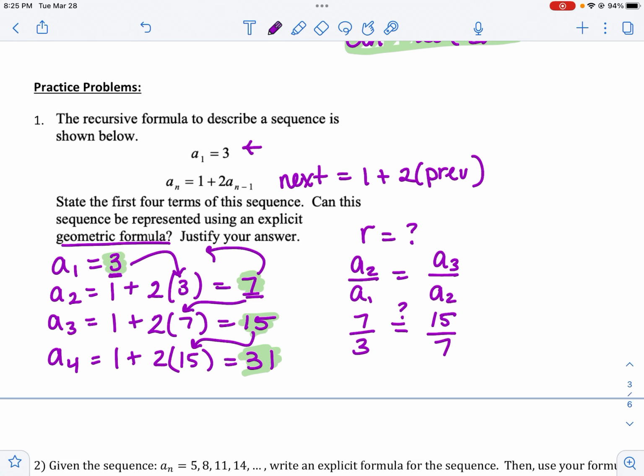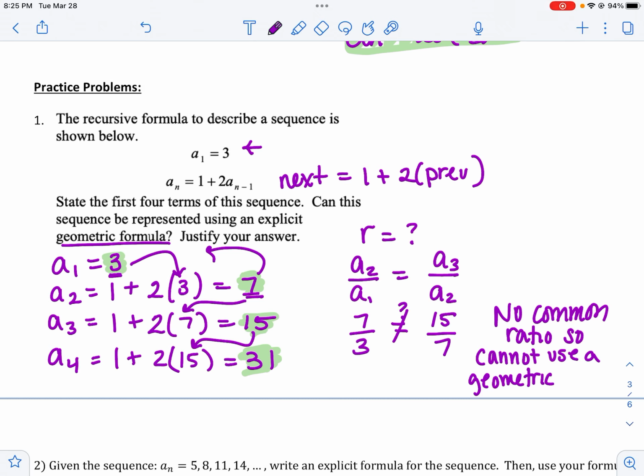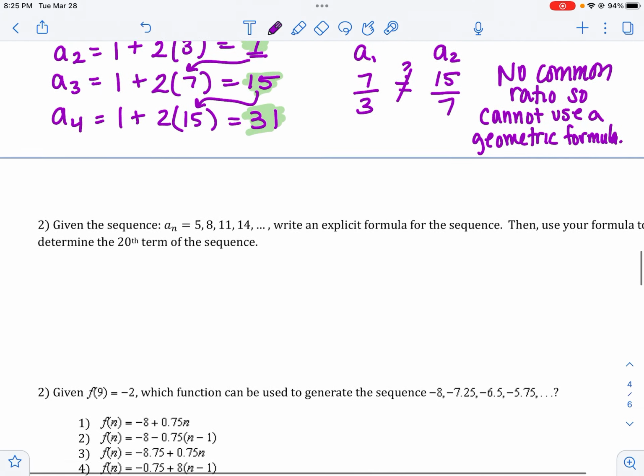And if you put these into the calculator, you'll find that they're not equal. Therefore, there's no common ratio. So we cannot use a geometric formula. You could see that because the recursive formula is not just multiplying, it's also adding. So it has to either just be multiplying for geometric or just be adding for arithmetic.